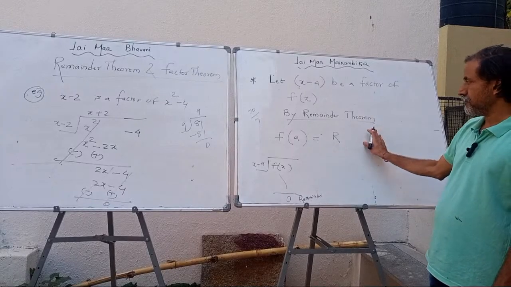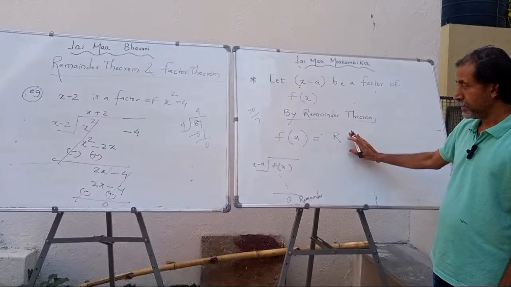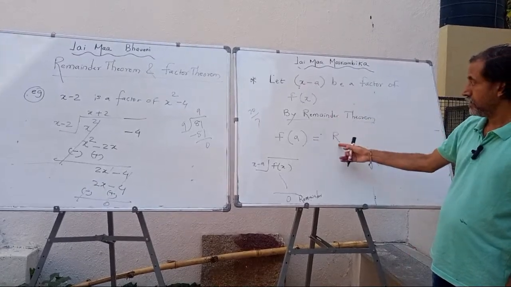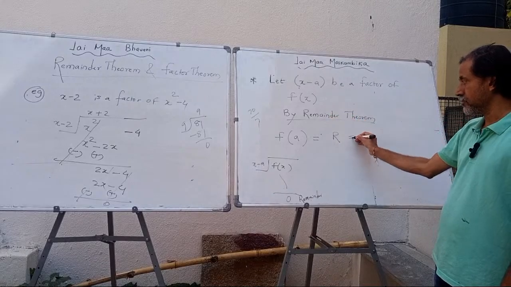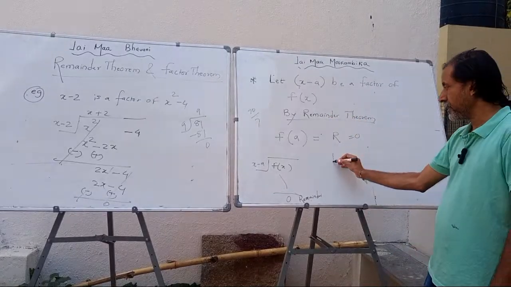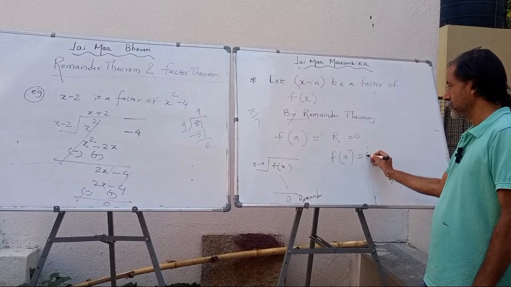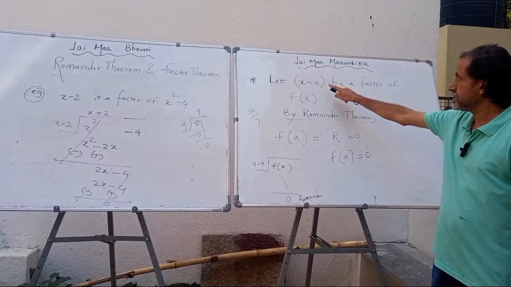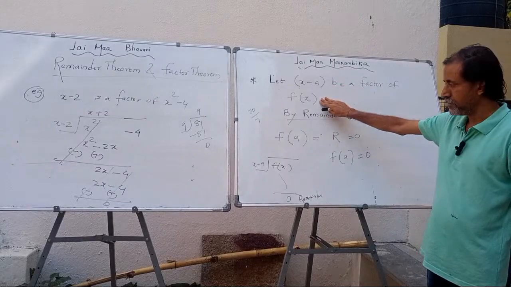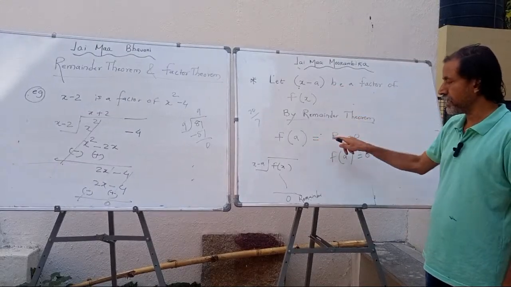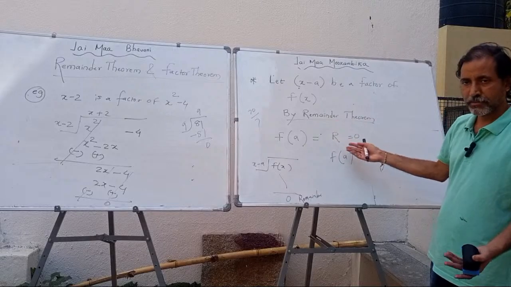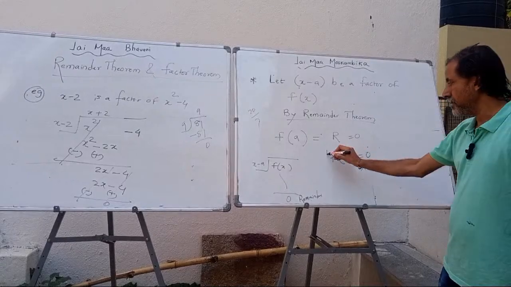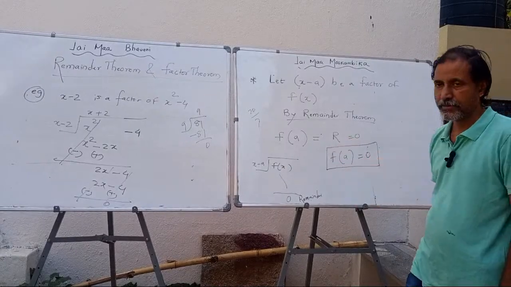So by remainder theorem, if this is the case, it should be, but we already know that it is a factor. So remainder is 0. So f of a should be equal to 0. You're getting it? X minus a is a factor of f of x. By remainder theorem, f of a will be equal to r, but r is 0 because it is a complete factor. So f of a should be 0. Remainder theorem, write down the definition.